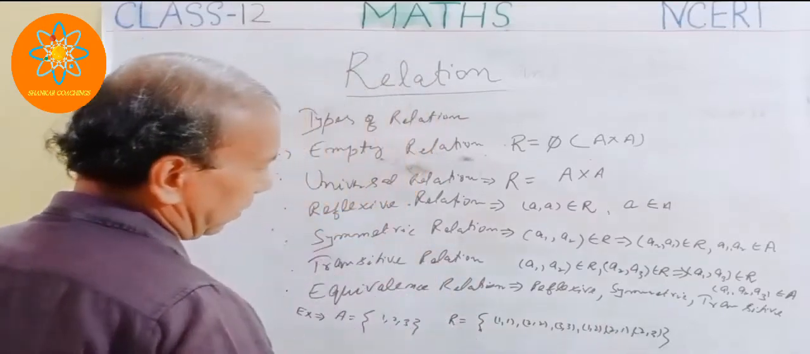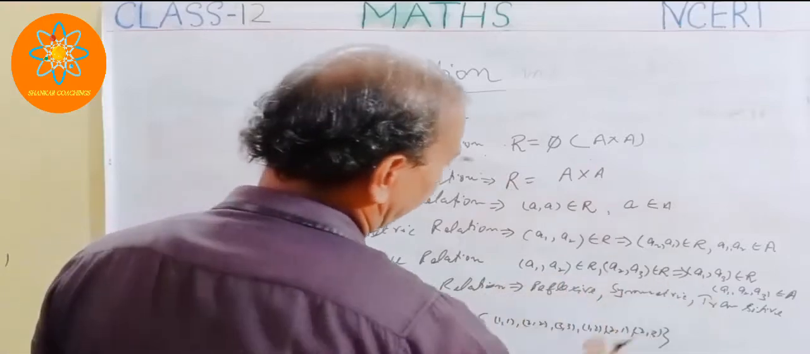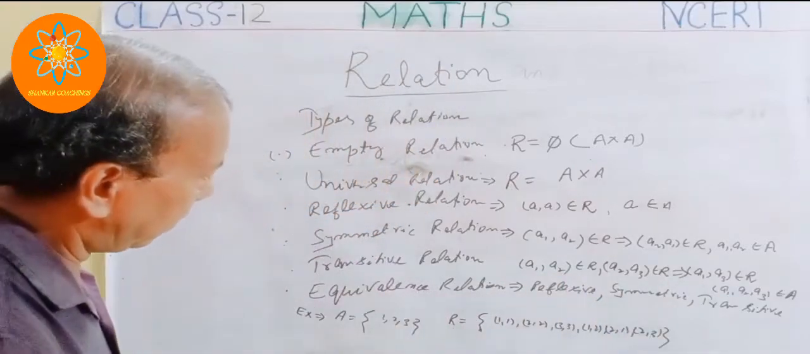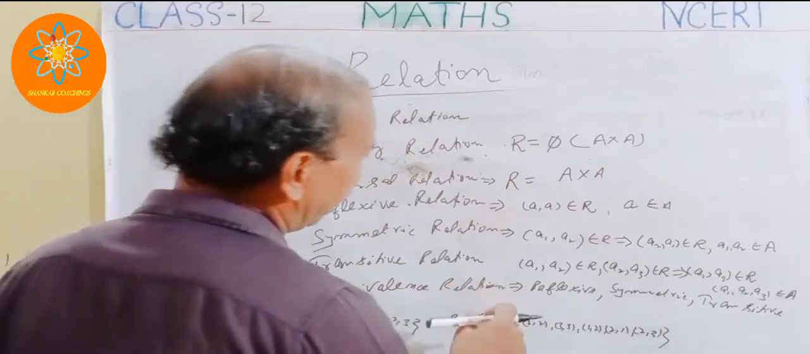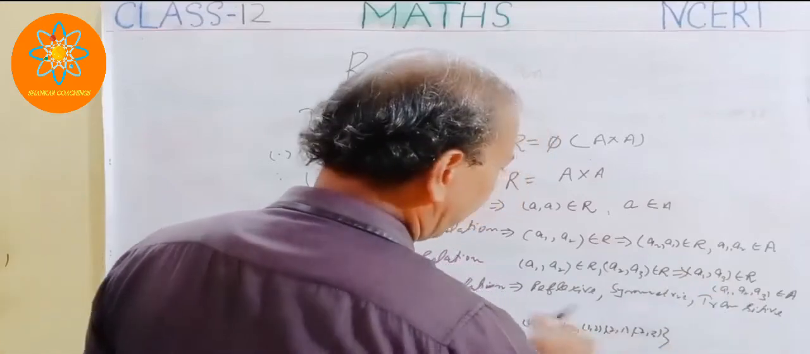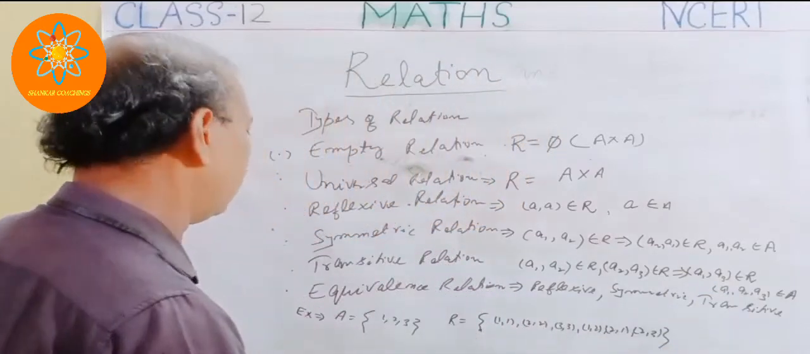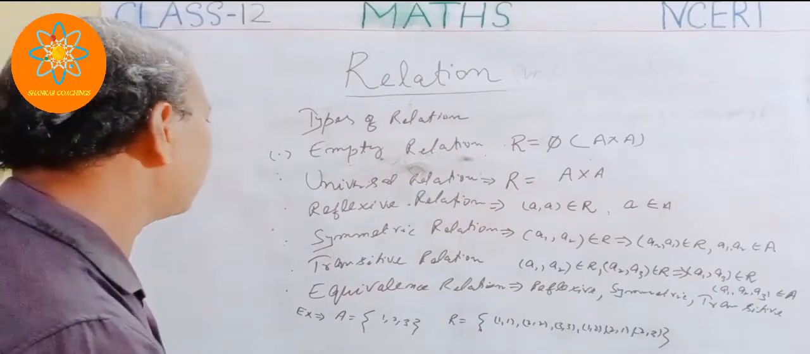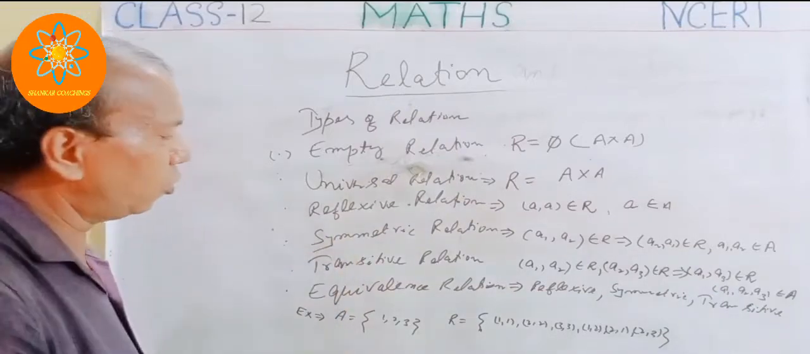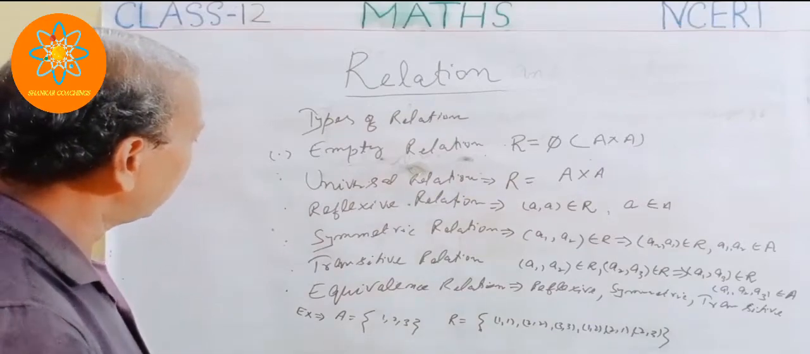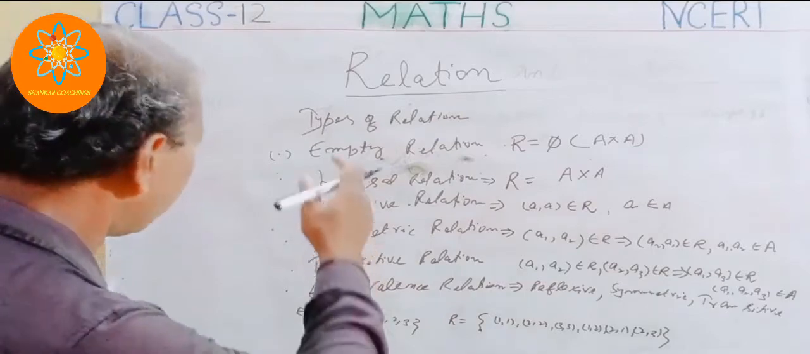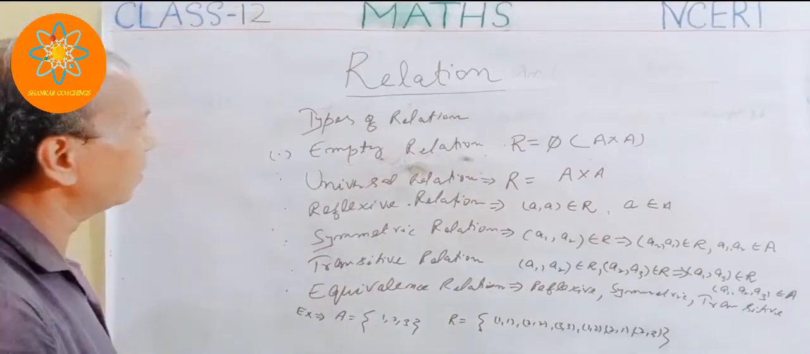But this is not satisfied here for the transitive relation, because in the transitive relation there must be the (A1, A3) form. So that is not here, so that means it is not transitive. Since it is reflexive and symmetric but not transitive, it is not the equivalence relation. So these all are the types of relation.